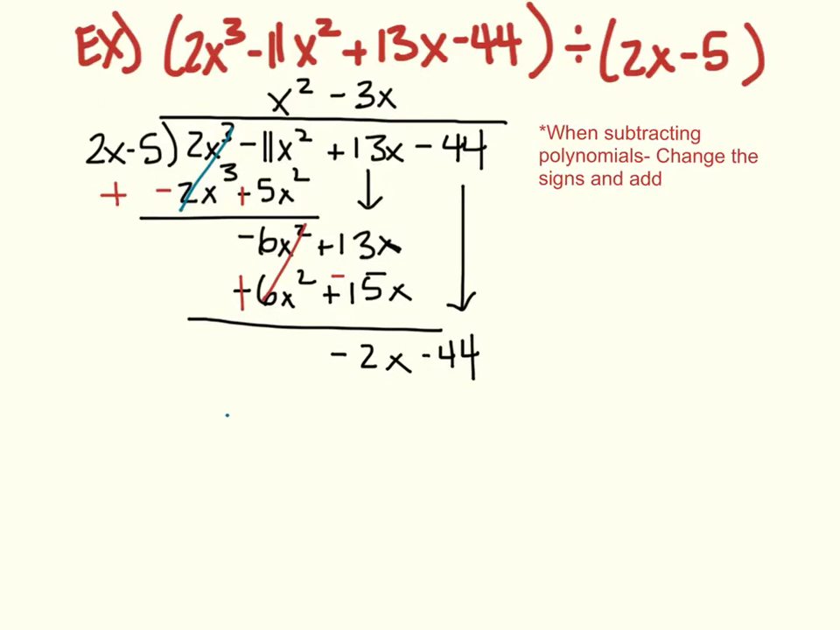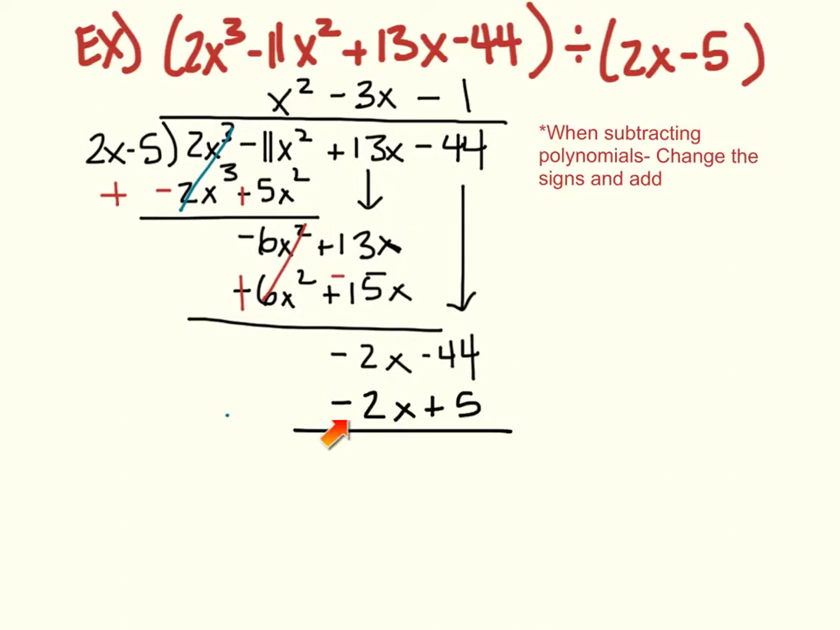Now, what do we have to multiply 2x by to make it negative 2x? Negative 1. So I have minus 1. Now we go through that same process. Everything in the divisor gets multiplied by negative 1. So 2x times negative 1 is negative 2x, and negative 5 times negative 1 is positive 5.